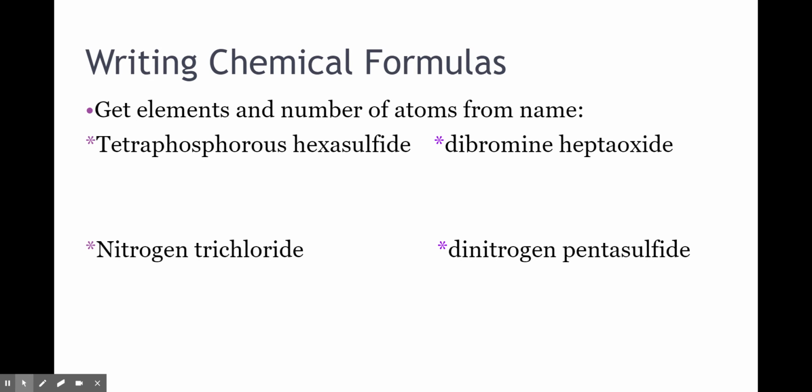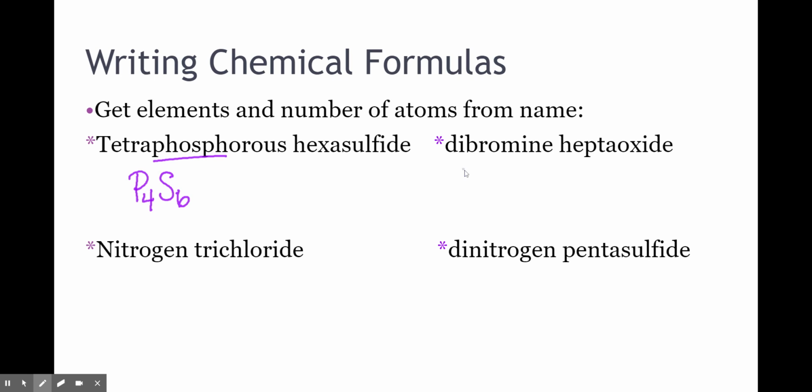Going from the name to the chemical formula. First, we get the elements, and then the number of atoms from the prefix. In our first example, we have phosphorus, so we know that's a P. Tetra is 4. Then we have sulfide, which is S, and hexa is 6.